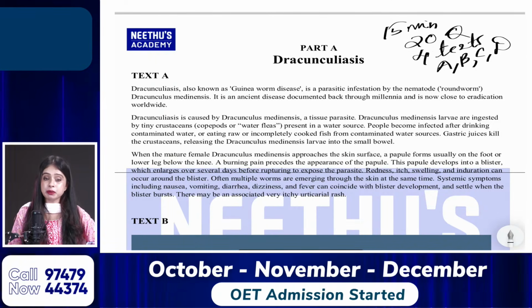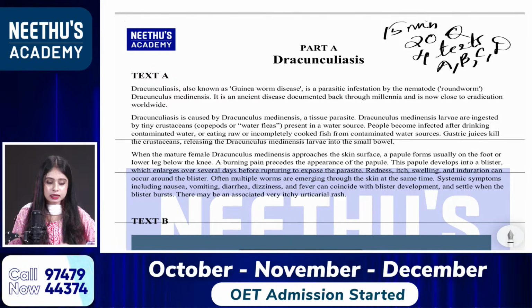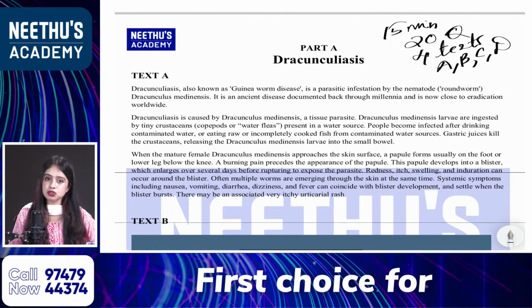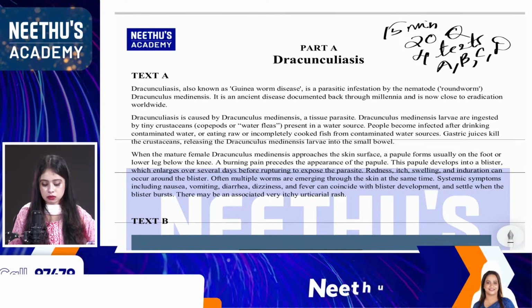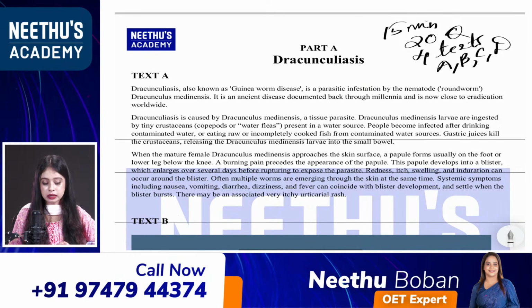What about the strategy we are using here? In the method we use to clear part A in reading, which method will help you to clear part A?